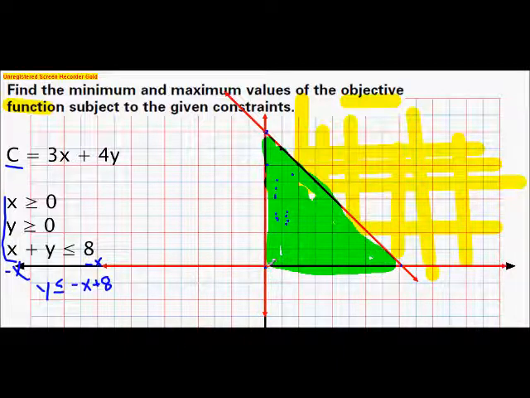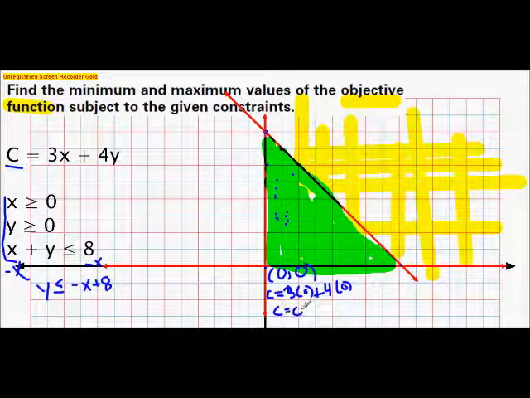So let's start off right here at the origin. So this point right here is 0, 0. All right, and so we plug that in, and so we would get c is equal to 3 times 0 plus 4 times 0, right, and you probably already know this is going to be c is equal to 0. Okay, so that might be our minimum. Who knows? Let's try the other ones.